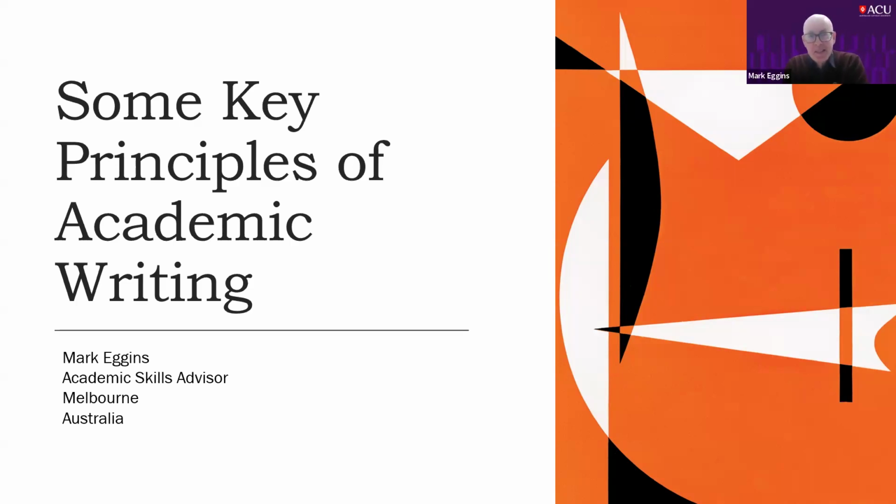So, as you can see, the title is Some Key Principles of Academic Writing. So they're not rules, they're just ideas that I think you can generally follow, but sometimes you can break, if you have a good reason to do that.